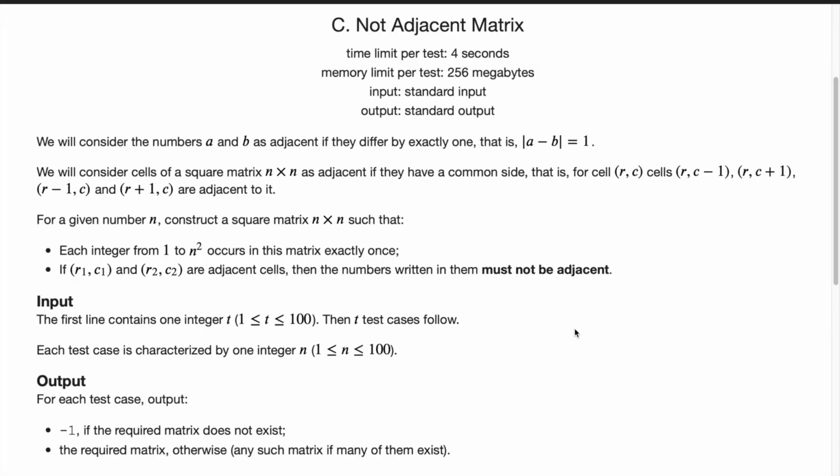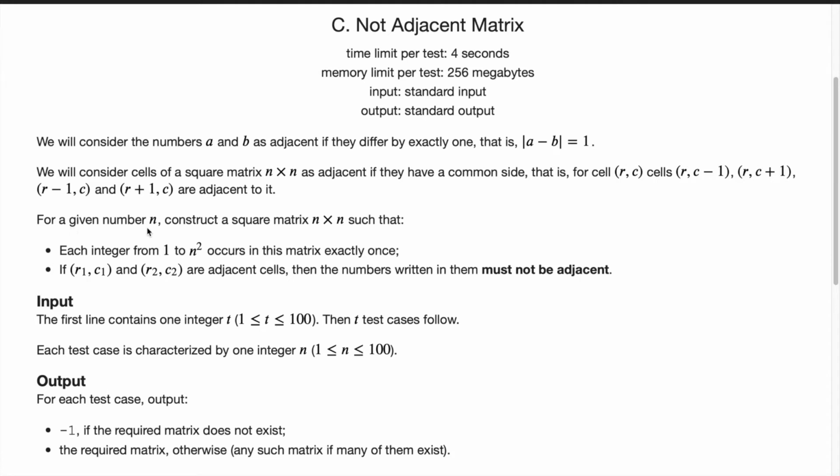Hello guys, I am here to discuss this question called Not Adjacent Matrix from Codeforces. What's given in this question is that two numbers are adjacent when their absolute difference is exactly 1. And a square matrix of size n cross n is adjacent if there is a cell, let's say, and the cells before it, after it, above it and below it are adjacent to it. Now talking about input.